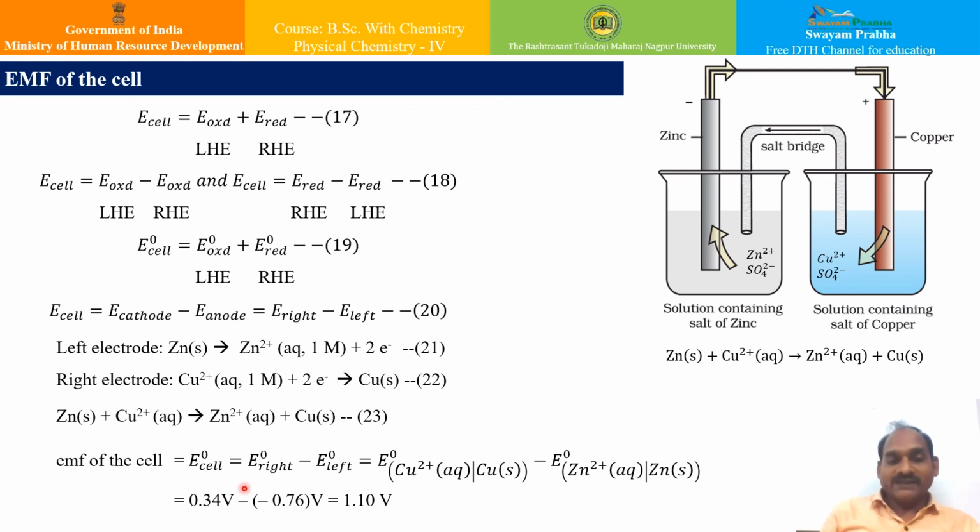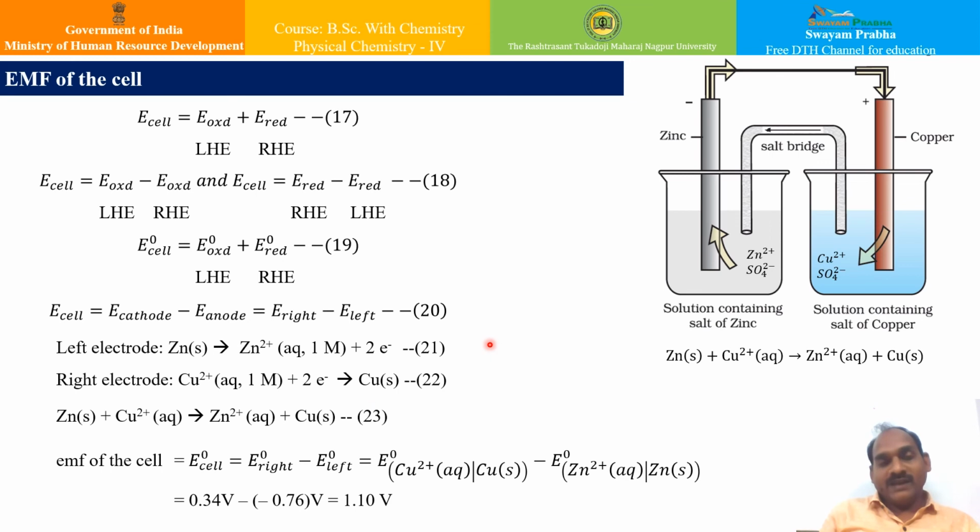If I would like to calculate the EMF of the cell, it will be E right minus E left. Substituting the values, that is 0.34 volt minus of minus 0.76, so their summation takes place. So it will be 1.10 volt. So the EMF of such a Daniell cell will be overall 1.10 volt. In such a way, I can utilize these conventions to find out the EMF of a cell.